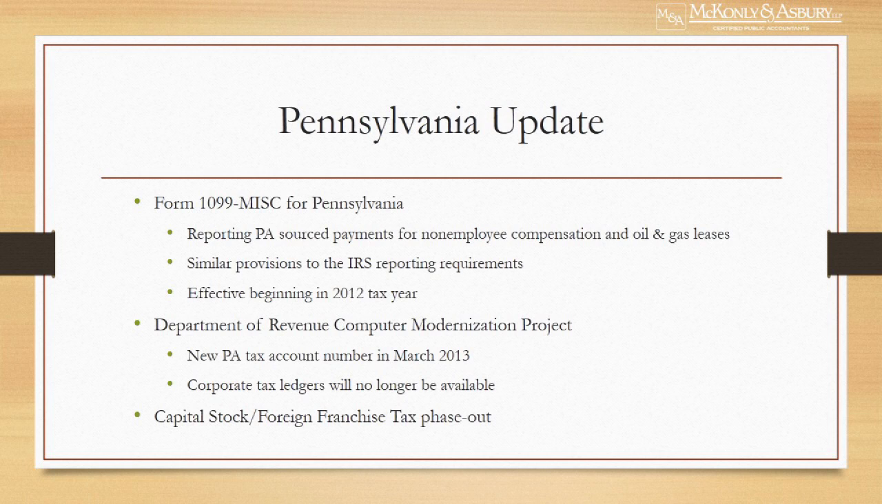And then secondly, corporate tax ledgers will no longer be available. These ledgers usually state your corporate income tax liabilities and payments, as well as capital stock and foreign franchise payments, dating back to your existence in doing business in Pennsylvania. They're very detailed. With this modernization project, they will no longer be available. So we do definitely recommend that if you haven't gotten an updated corporate tax ledger, you should request that from the Department of Revenue. If you don't know how, definitely feel free to shoot me an email at the end of this webinar, and we can send you their contact information.